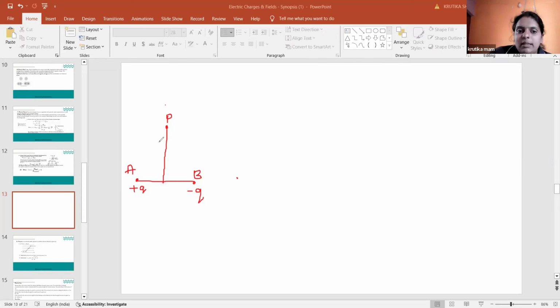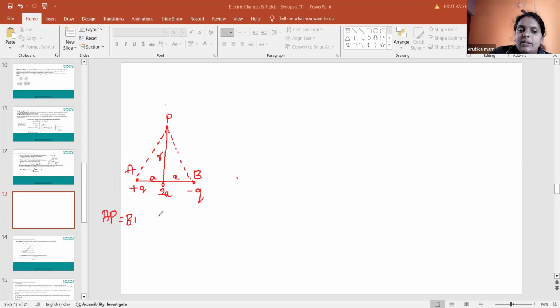Yes. So now we are joining this AP. This is external construction, and we are joining this BP also. Here the perpendicular distance is taken as R. 2A is the AB dipole length. A is the AO and this OB is also A. Now whatever the AP and BP distance is, I'll just continue with that.